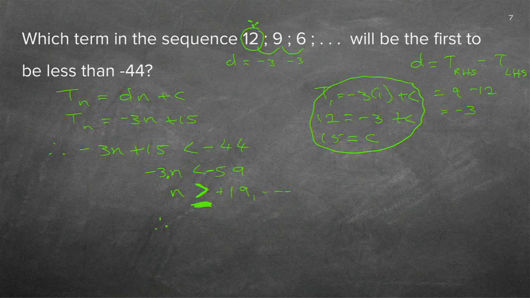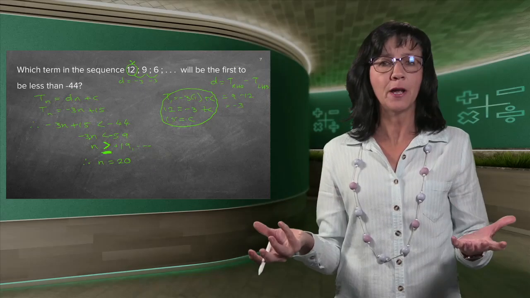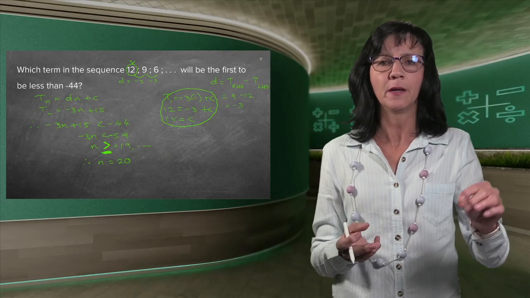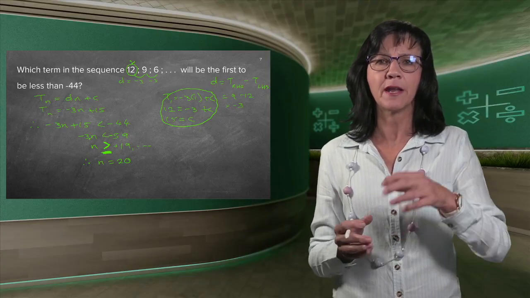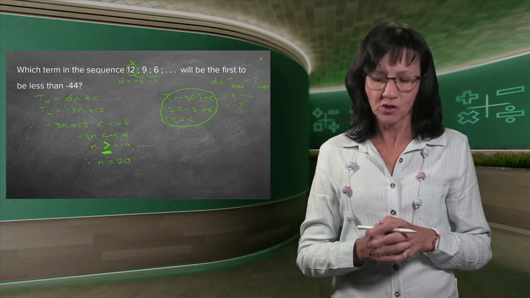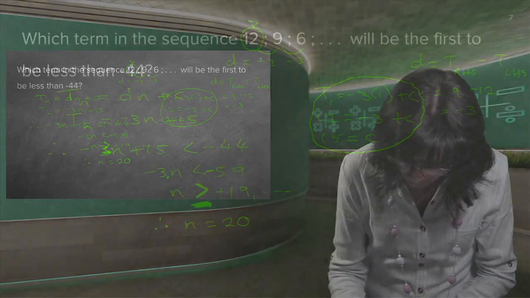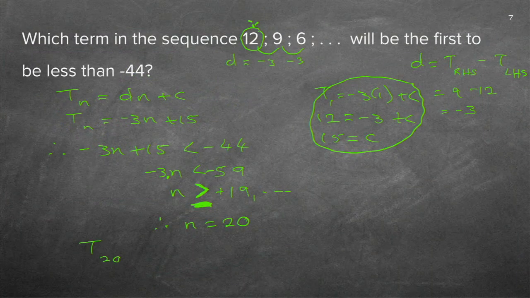So therefore, the n must be 20. Because the first whole number, n can only be a whole number because it's the how manyth term. So the first whole number greater than 19, comma whatever is 20. So therefore you can say T20 will be less than minus 44 because this is what they actually asked you.